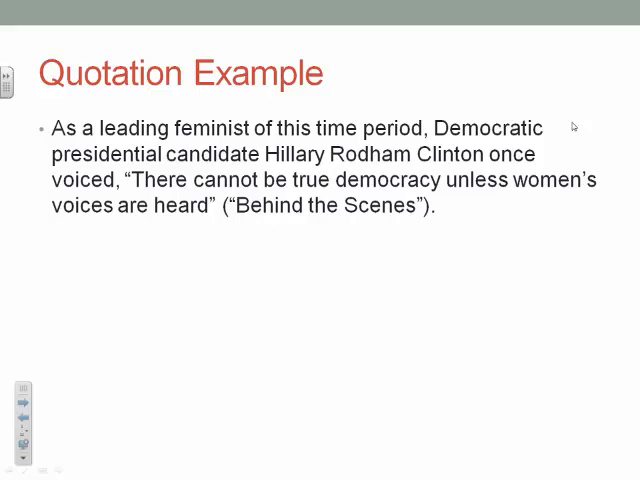and an in-text citation. A lot of people like to do just the direct quote and then a dash and the person's name who said it, but that's not acceptable for a formal paper.